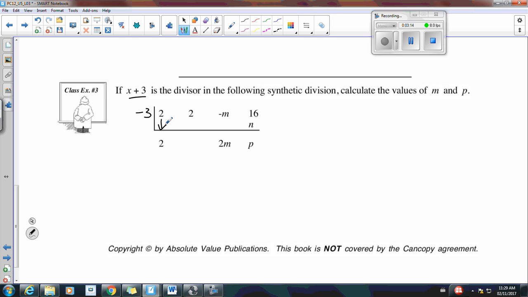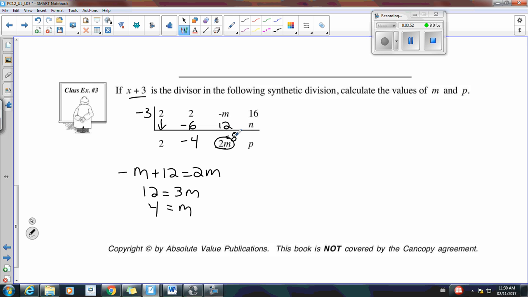So negative 3 times 2 is negative 6. We add, that gives us negative 4. Negative 3 times negative 4 is 12. That goes here. That gives me a piece of information. I now know that this, negative m plus 12, must be 2m. And I'm going to solve for m at this step. So I can add m to both sides, divide by 3 to give me m equals 4. Well, if m equals 4, 2 times m is really 8.